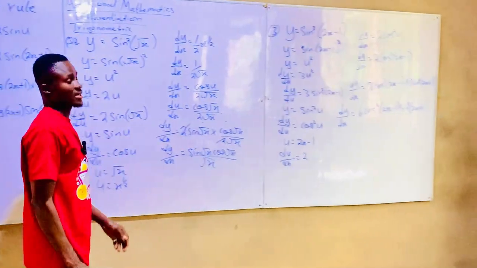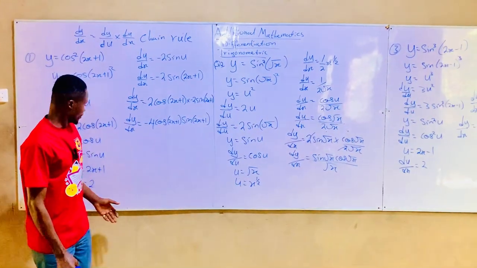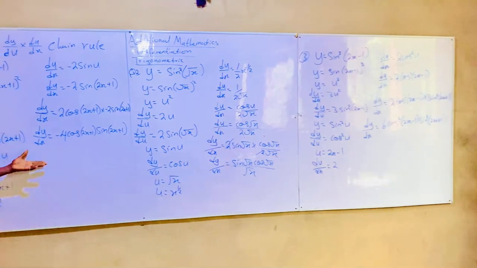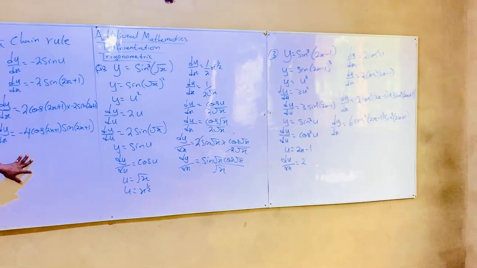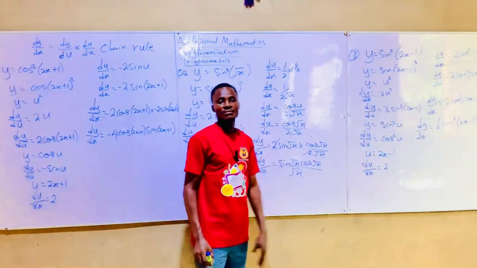So this is our solution on the board. From here, we are able to differentiate this trigonometry based on the chain rule, the same thing here.